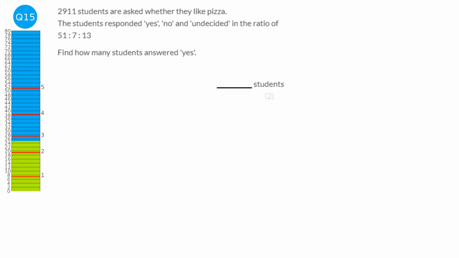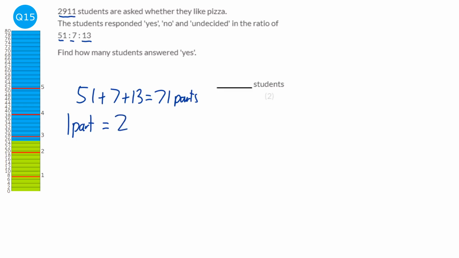We've got to first of all work out how many parts there are altogether in our ratio. So we've got 51 saying yes, 7 saying no, and 13 undecided. So altogether we've got 51 plus 7 plus 13, which is 71 parts. Now each part is equal, so to find out the value of one part, we're going to do how many students there are, which is 2,911, and divide it by the 71 to find out how many students are in one part. One part's worth 41 students. So each one of those parts in the ratio is 41 students.